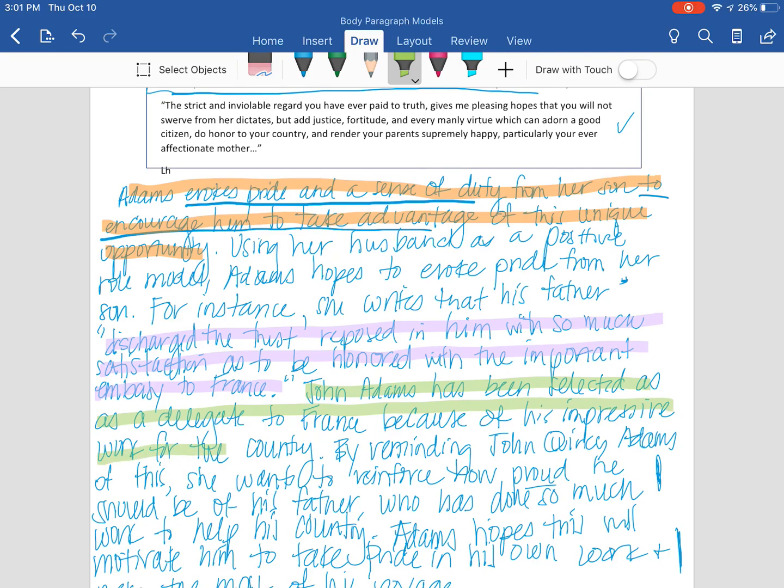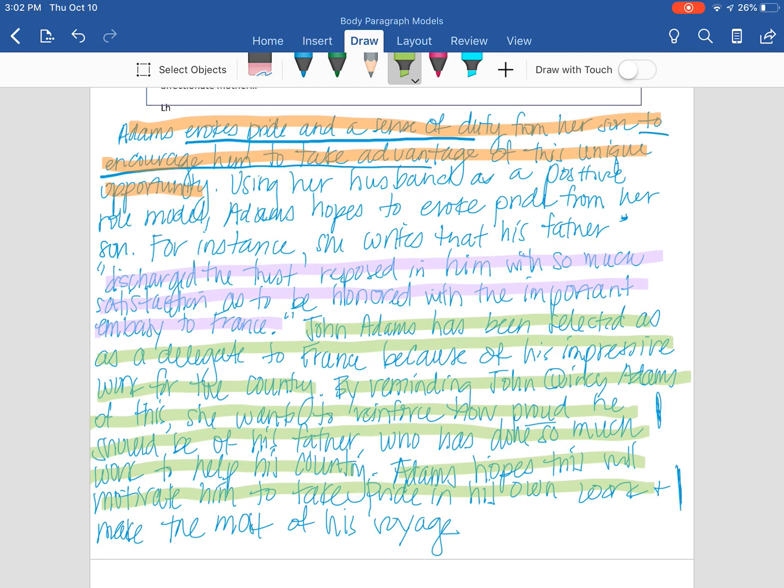Remember, first I explained the context. I needed to explain what that important embassy to France was. I needed to give enough context so we knew what was happening. Then I explained how this piece of evidence evokes pride in his father. And then I linked that to her overall purpose, which was to make the most of the voyage.